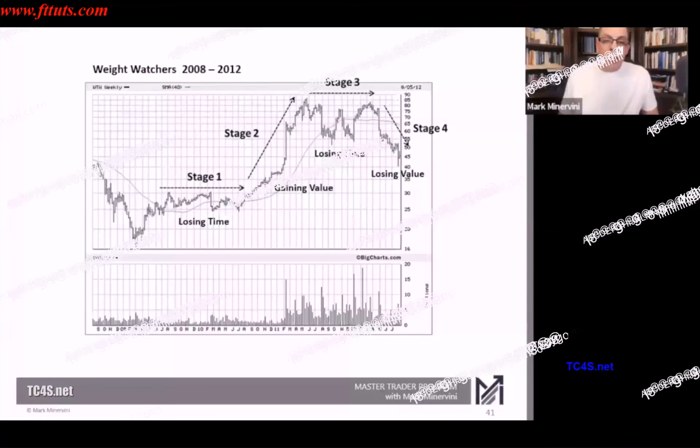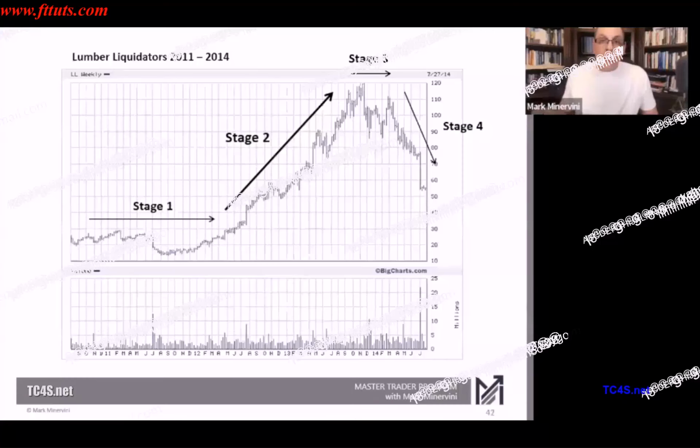Let's look at some examples. Weight Watchers, of course, Lumber Liquidators, like we talked about before. Here's another thing I want to point out. You're going to see a lot of times I'm going to show you the same stock, and the reason why is that we're going to build on it. I'm going to show you it in the stages.